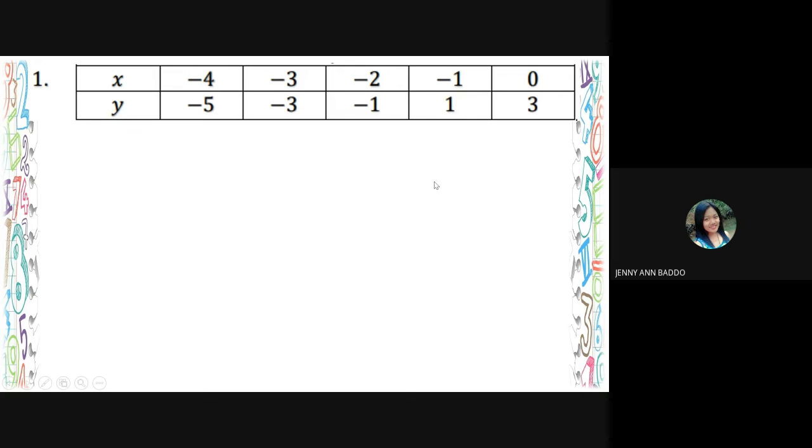Now let us consider the range. 3 minus 1, that's 2. 1 minus -1 is 2. -1 minus -3 is 2 again. -3 minus -5 is also 2. Therefore, all first differences of the range is 2. That means it's a linear function because the first differences of the range are the same.